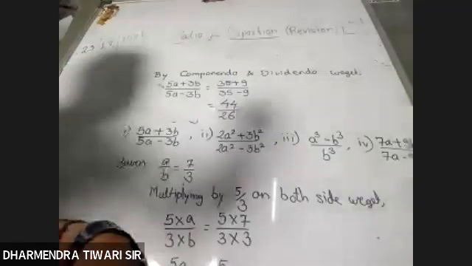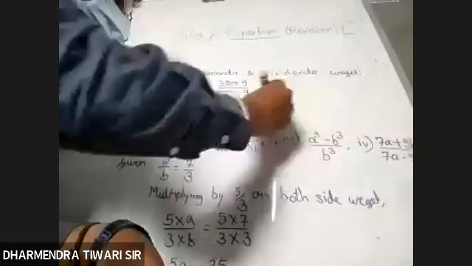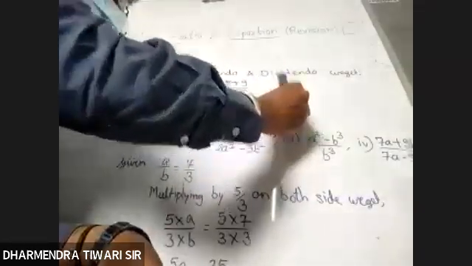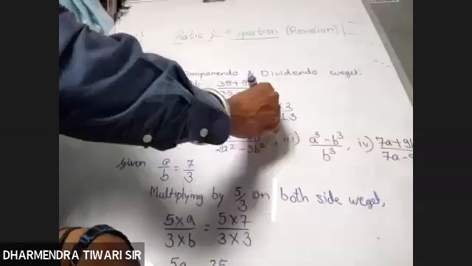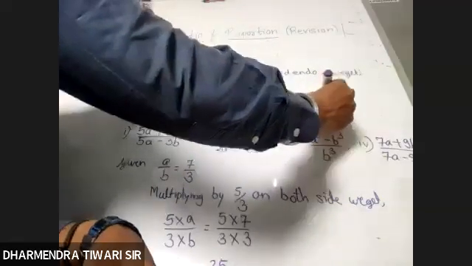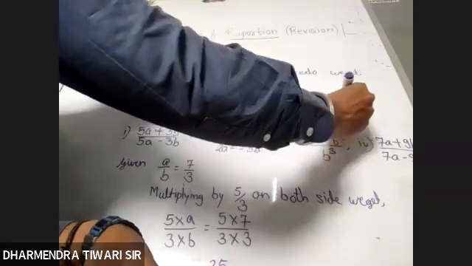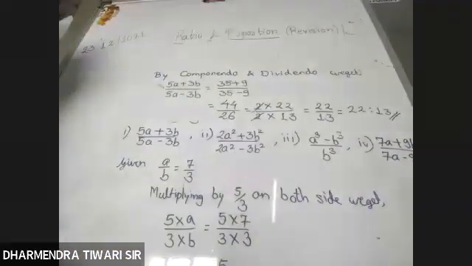I can see that 2 is common in both. So I can write this as 2 into 22 divided by 2 into 13. Hope everyone has understood this. Cancel the same multiple present in numerator and denominator. What remains is 22 divided by 13, which means 22 is to 13. So this is your answer for the first part.